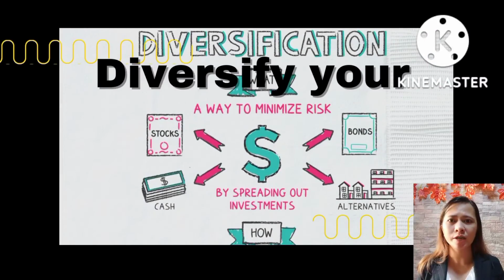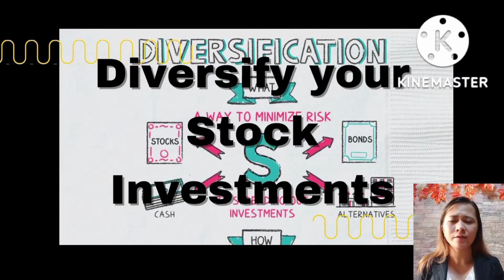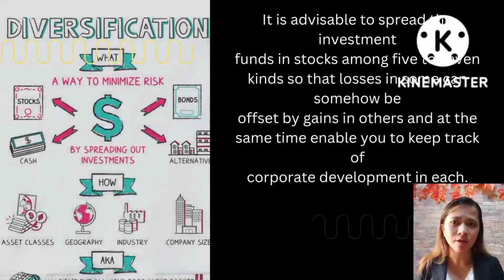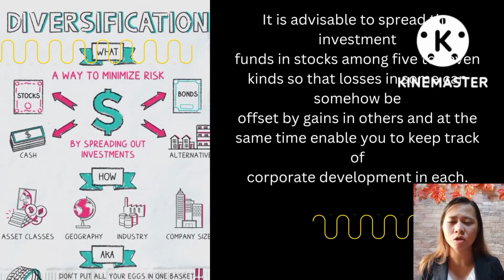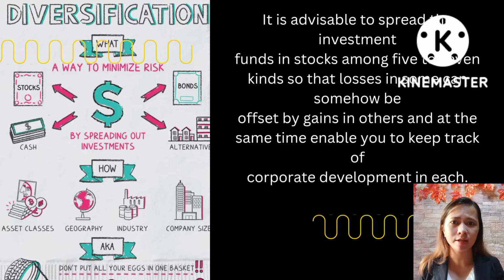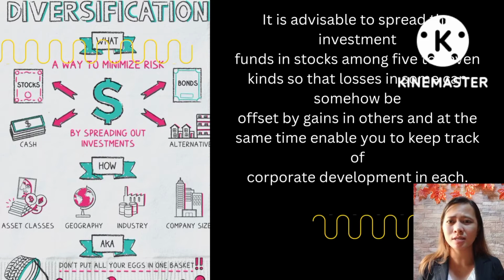Two, diversify your stock investment. The investment should be stretched out, investing money in equities of 5 to 7 different types so that losses in some areas will be more than offset by gains in others, while allowing you to monitor business growth in each.